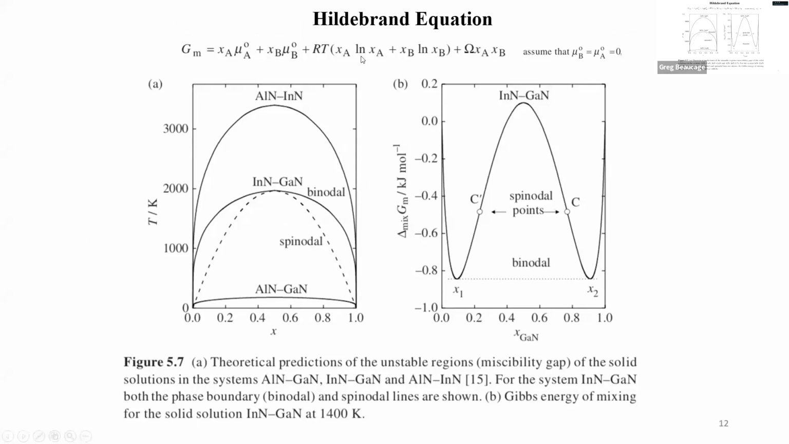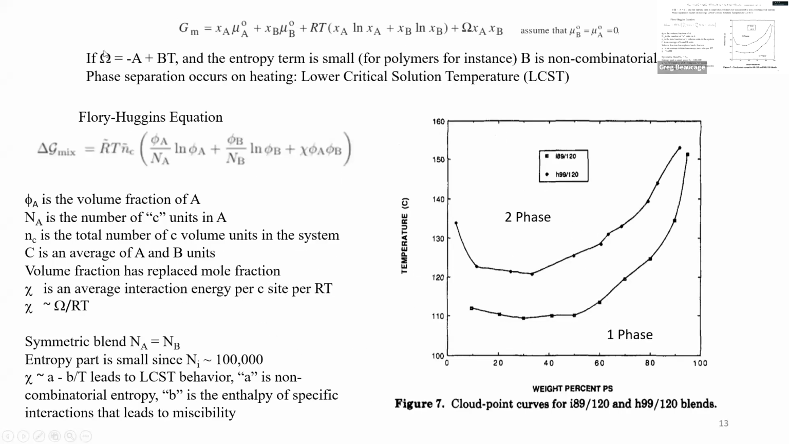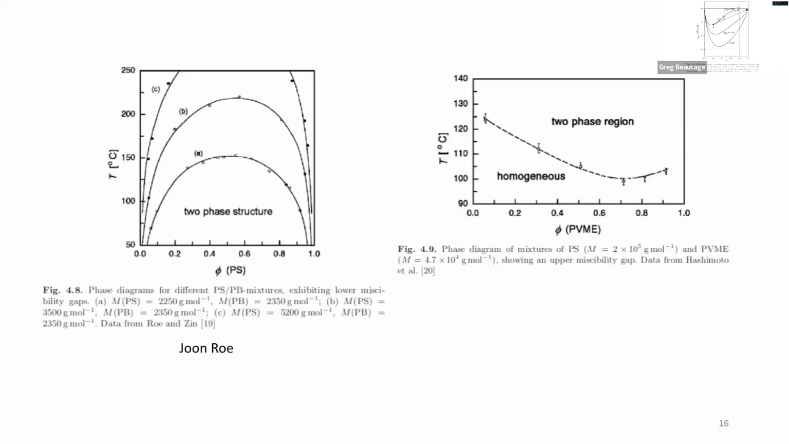So they're all temperature dependent. You just plot out the temperature dependence of each of the spinodal, binodal, and critical point. You can do the same thing for the Flory-Huggins equations, exactly the same approach, and you can predict the phase behavior. We already went through this.